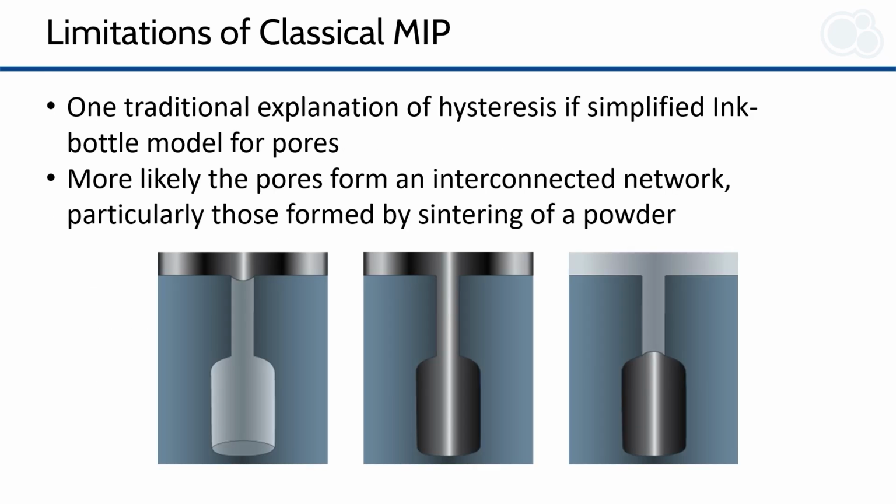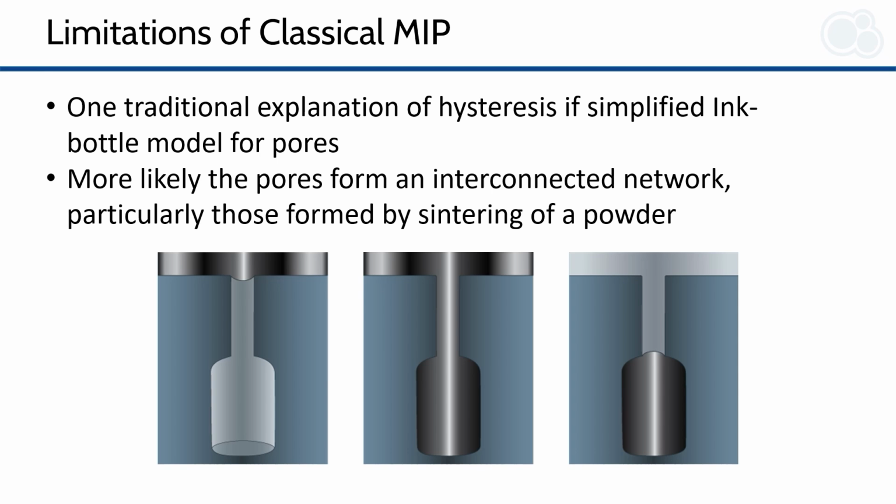I mentioned the ink bottle pores as that is one of the traditional explanations for hysteresis between intrusion and extrusion curves. The pore fills through a narrow throat at the pressure corresponding to the intrusion pressure, filling not only the throat but also the bottle or cavity behind it. During extrusion, the throat empties at the same pressure at which it is filled, but the cavity does not empty until the pressure that corresponds to its larger diameter, that is, a lower pressure.